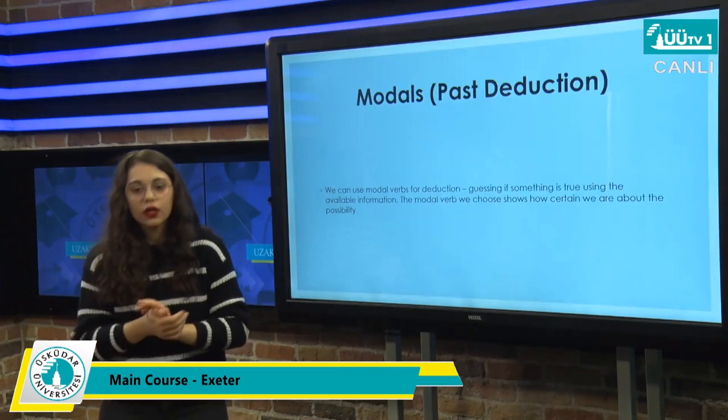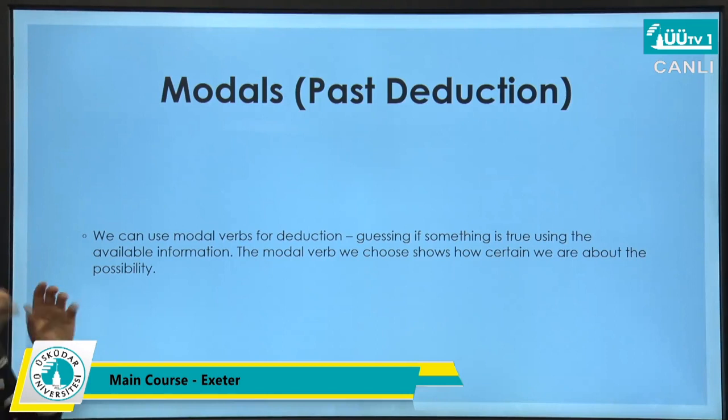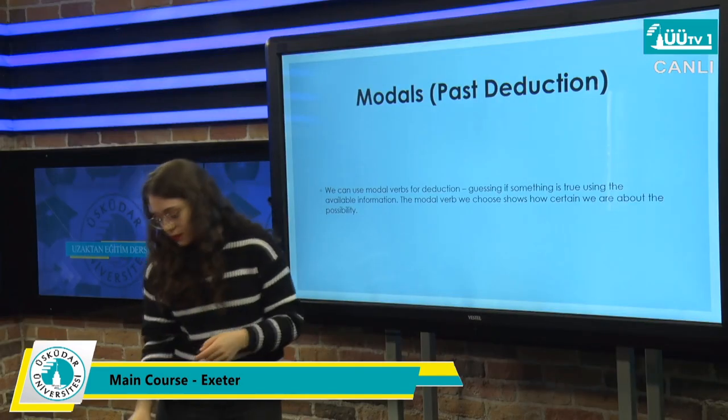And let's cover the modals. But in this one, we're going to talk about the past deductions. What is deduction? That you guess something, deducting something, like Sherlock Holmes, okay? So we can use modal verbs for deduction, and guessing if something is true using the available information. And the modal verb we choose shows how certain, how sure we are about the possibility, okay? And we're doing these for the past events.